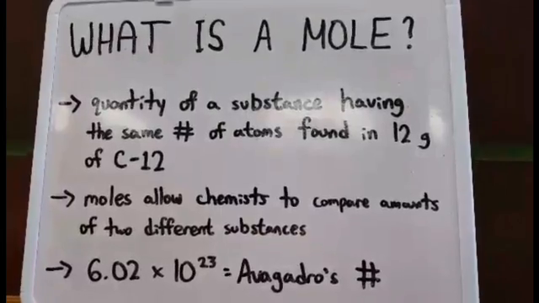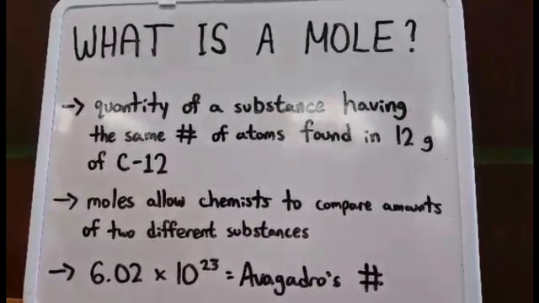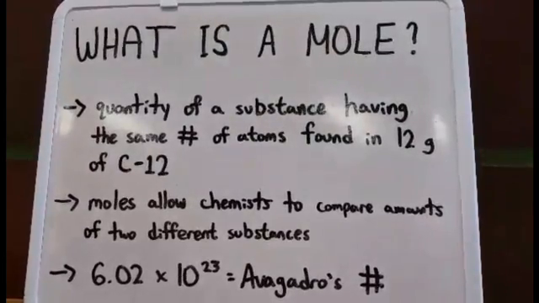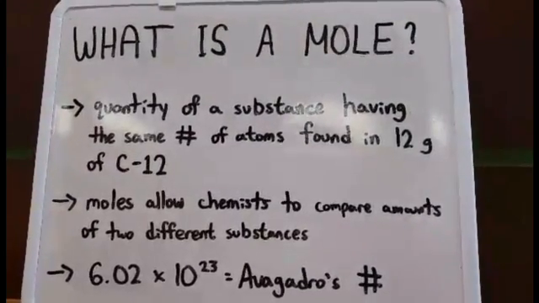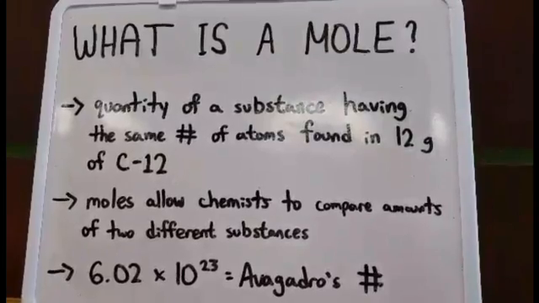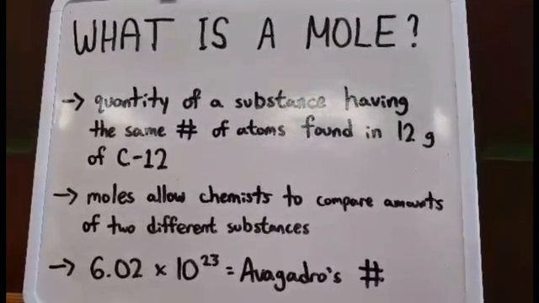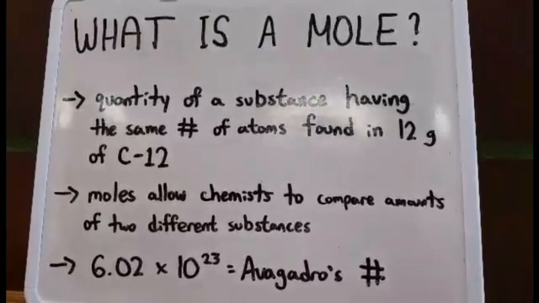So, what is a mole? A mole is the quantity of a substance having the same number of atoms found in 12 grams of C-12. Moles allow chemists to compare amounts of two different substances. 6.02 times 10 to the power of 23 equals Avogadro's number.